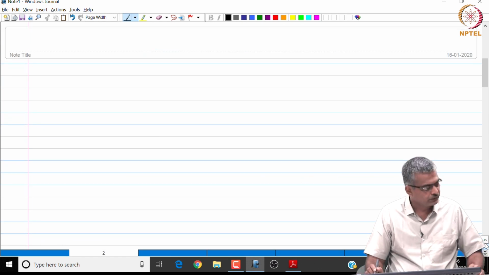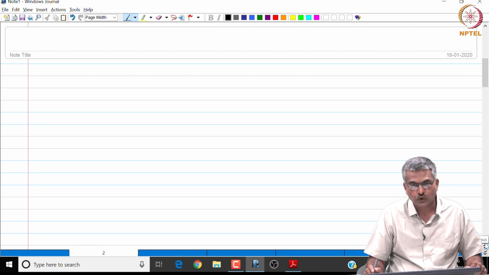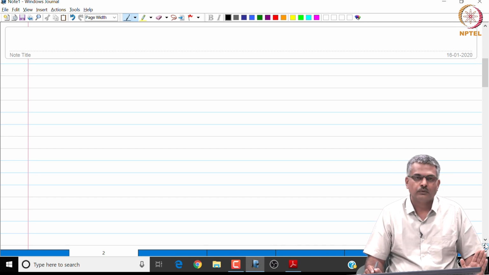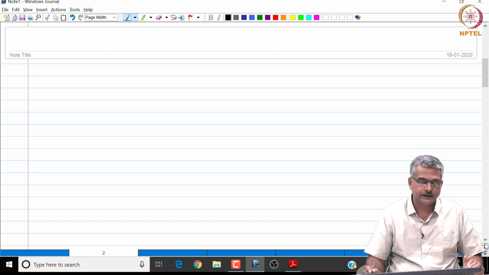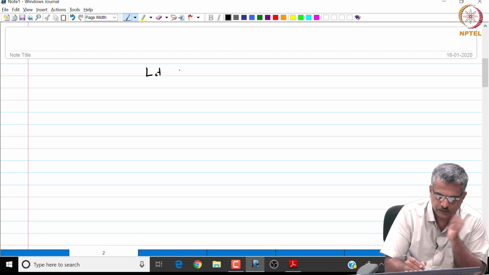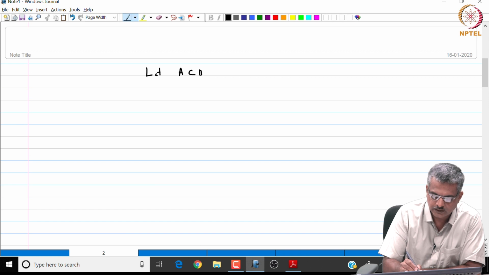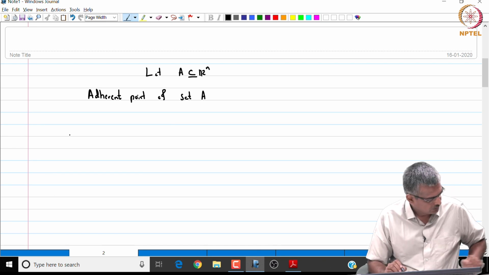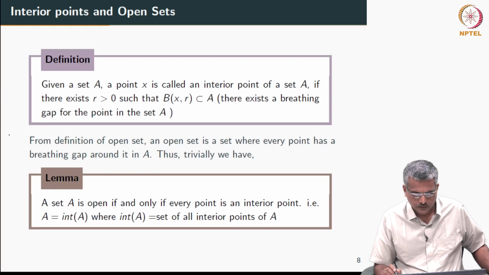Next, we will move to the notion of closed sets. Just like we defined the notion of open set using an interior point, we will define a notion called an adherent point. So, let A be a subset of R^n, and we want to define the notion of an adherent point of set A. Let us see that.